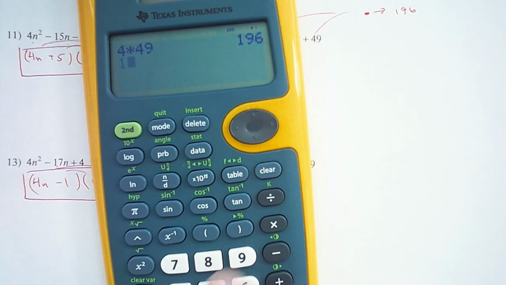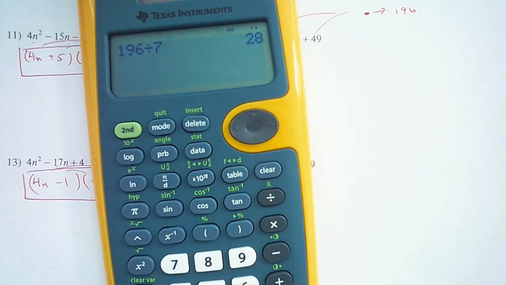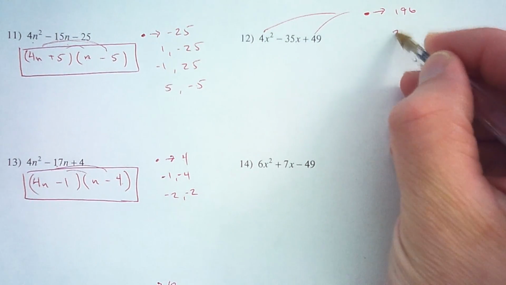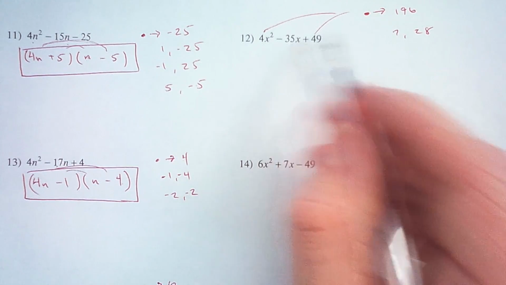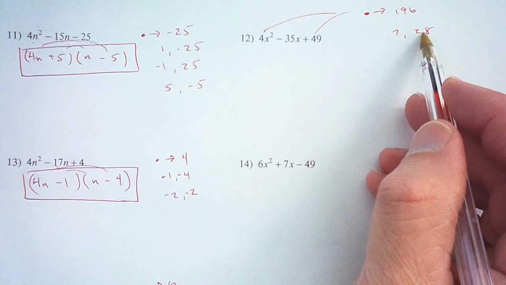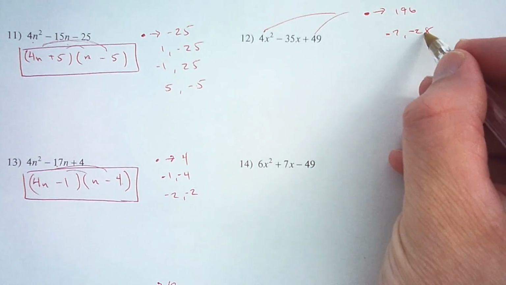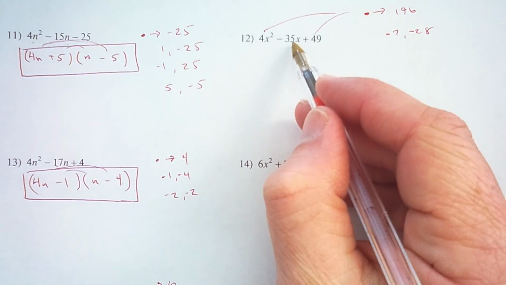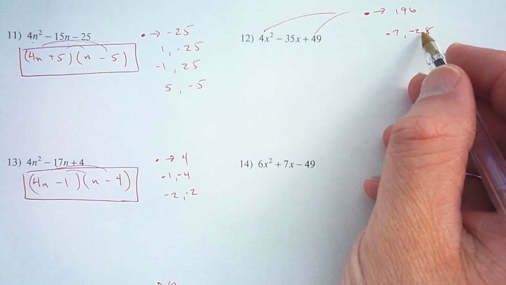What if we do 196 divided by 7? We get 28. So 7 and 28. Okay, those multiply to 196. Do they add to negative 35? These actually add to positive 35. But if I make them both negative, they still multiply to positive 196, and now they add up to negative 35. So we've got negative 7 and negative 28 as our two numbers.